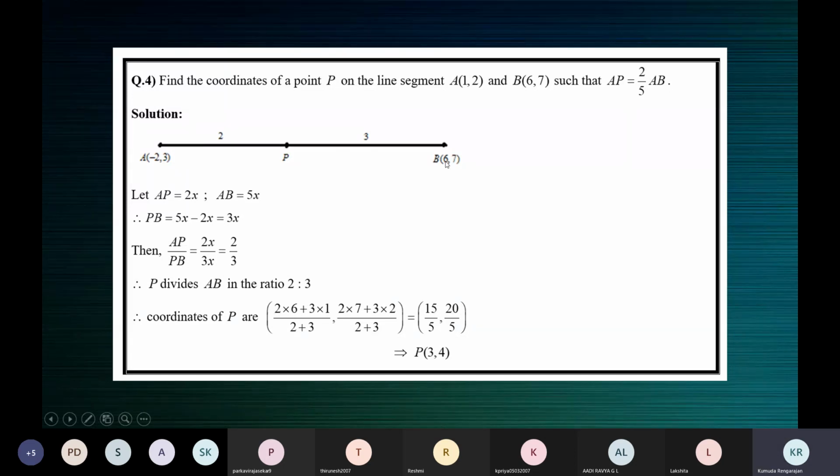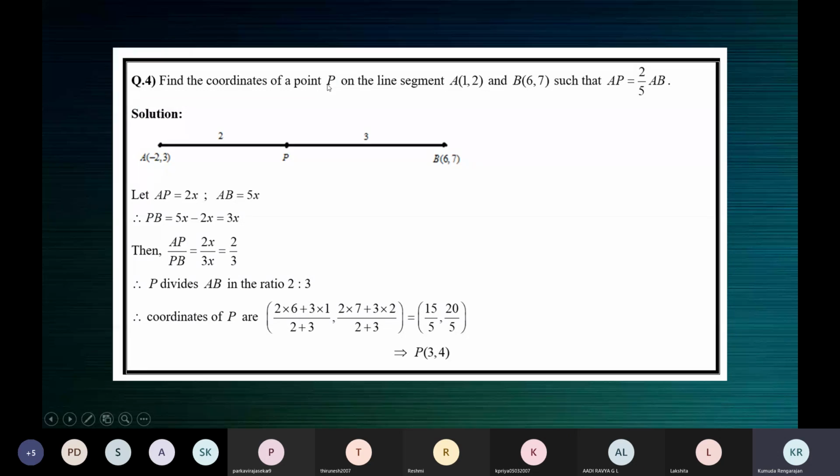We have a line segment AB. The coordinates of A are given by 1, 2. I told you yesterday I have to change this. The coordinates of A are 1, 2. Coordinates of B are 6, 7. There is a point P. Find the coordinates of a point P on the line segment AB.